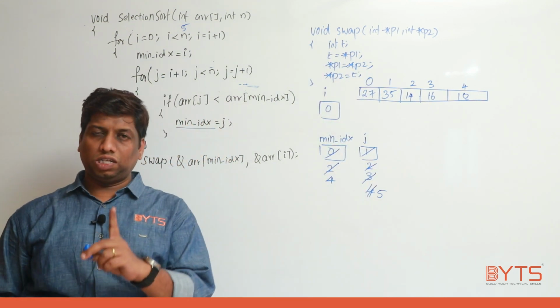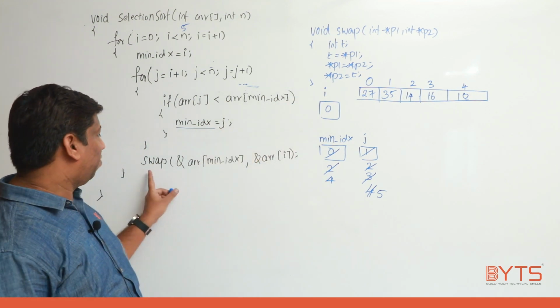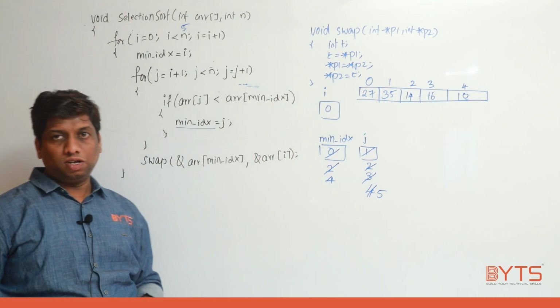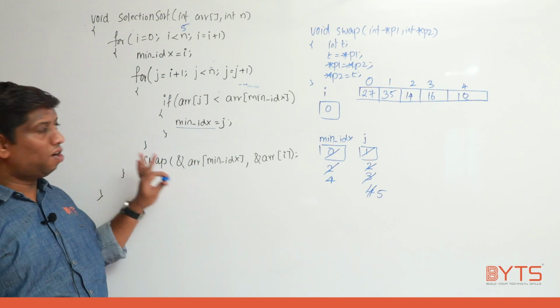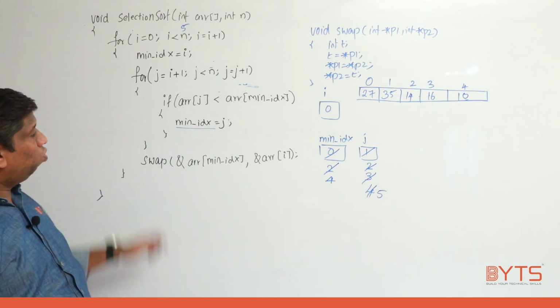Every time I will not write the swap function. This is standard code. Whenever I am using this line, you need to write that swap function. Okay, I will not write swap because that is not related to my job. Okay, fine. Now this loop is completed.